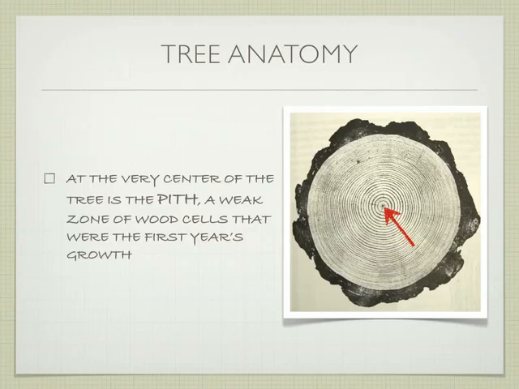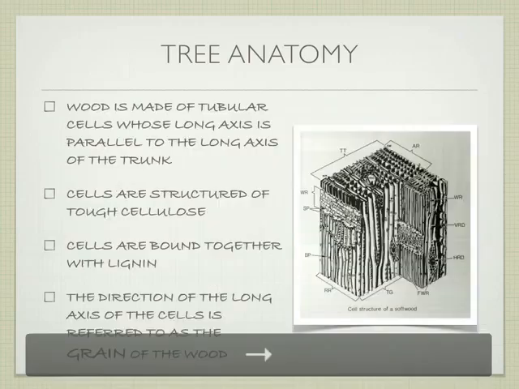But if you look really carefully, and I'll eventually pass this around, the pith is that centermost ring. It's the start of the whole tree. That little center ring marks the first year's growth of the tree. So when it was a tiny little baby, that's what it was. That's called the pith. It's also the weakest part of the tree. Sorry, I'm trying to keep this whole thing together because I need it later.